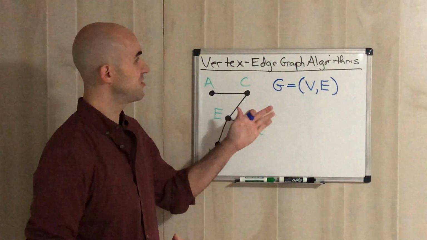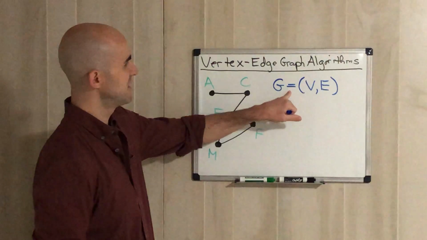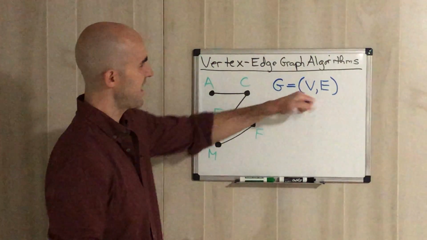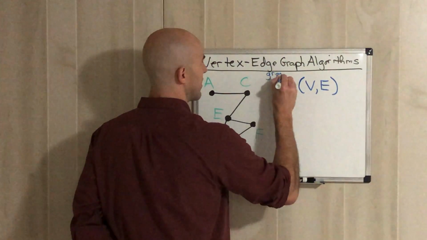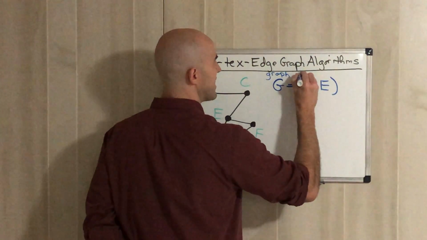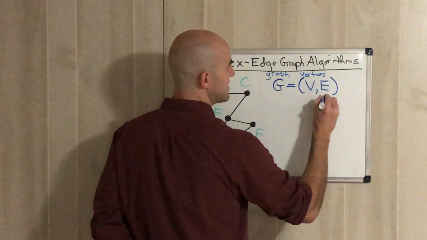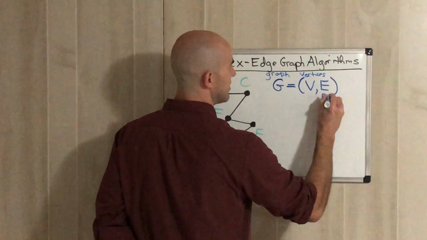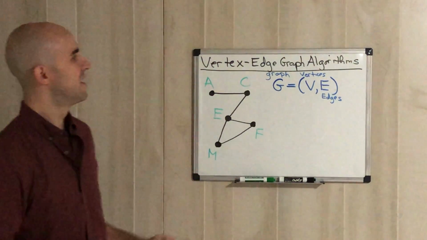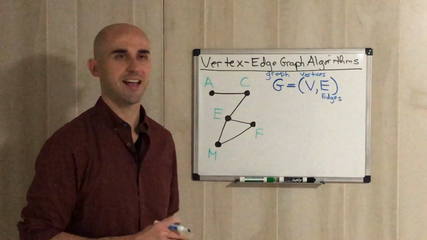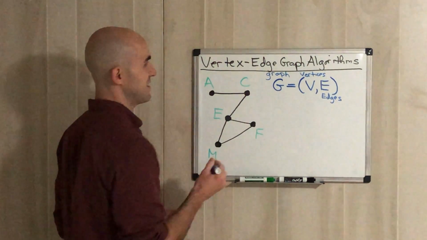It's a representation saying that we're talking about a graph, and that graph is equal to vertices and edges. So G stands for graph, V stands for vertices, and E stands for edges. That's all it is so far, just a very, very basic representation. And whenever we're dealing with vertex-edge graphs, that's our representation. We can start off with that: graph equals vertices and edges.